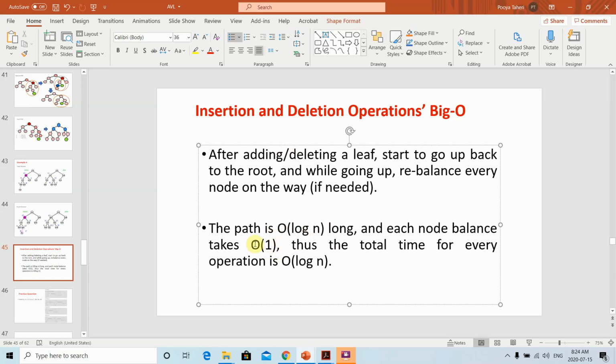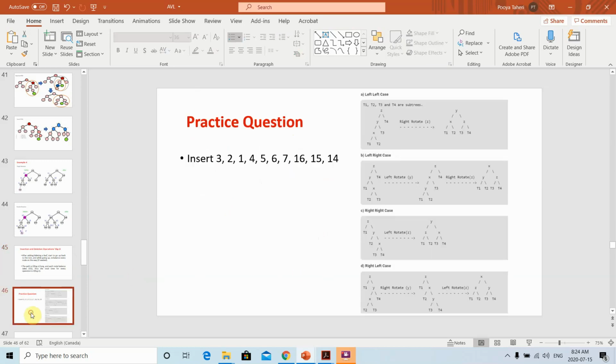So still, insertion and deletion for AVL is going to be big O of log n. The rebalancing is not going to change the big O notation of insertion and deletion, right? So this is the beauty of the AVL tree. With a constant number of operations, we make sure that the height of the tree is kept minimum, in the order of log n.